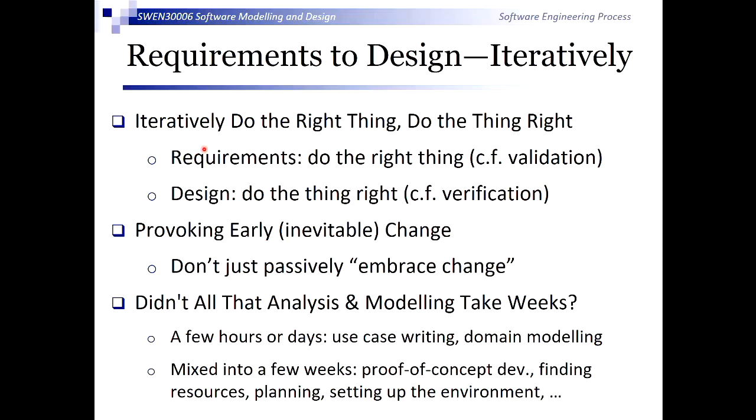Two aspects that continue on through this whole process are what we call verification and validation. And they're two things that people often find very easy to get confused. So we talk about iteratively doing the right thing and doing the thing right. Validation is what we call doing the right thing. And what we're talking about here relates to requirements. How do we know we're building the right system?